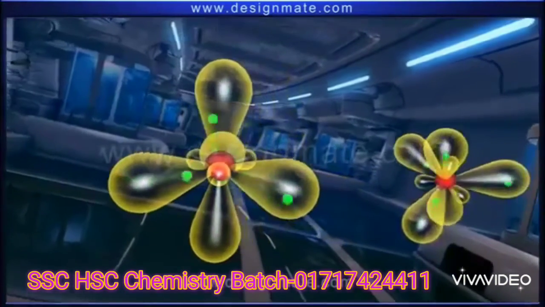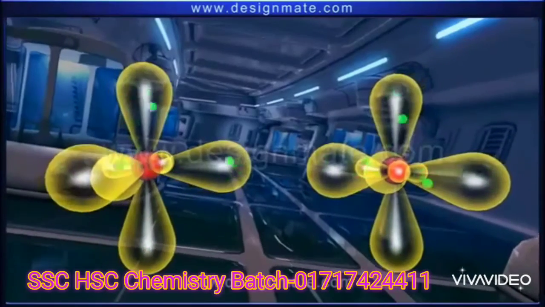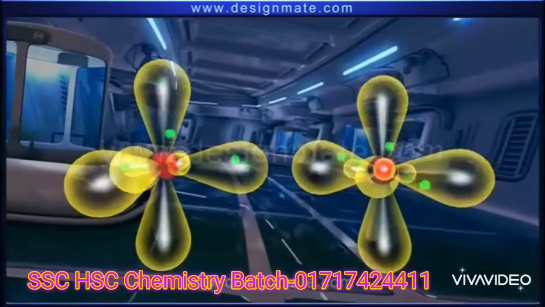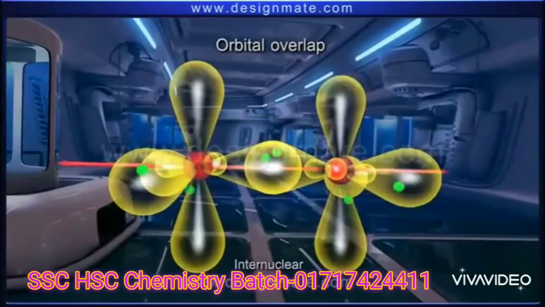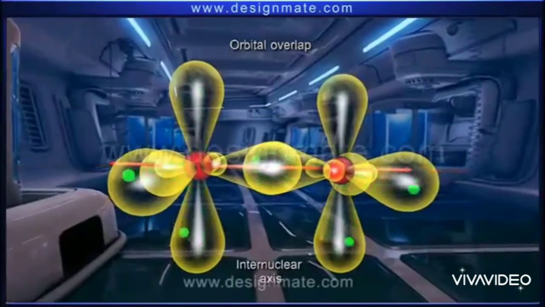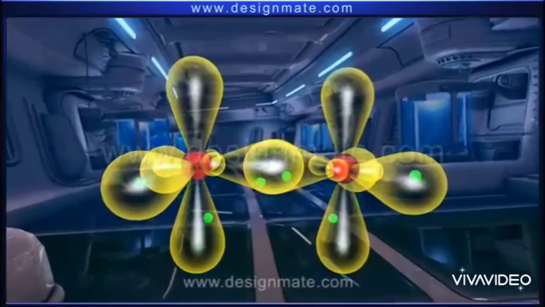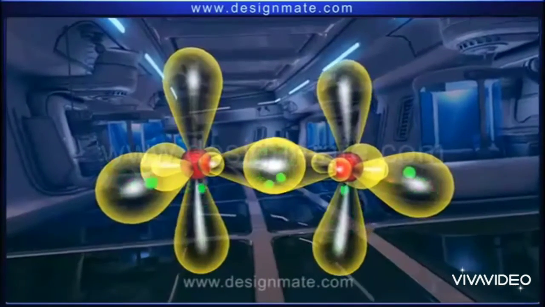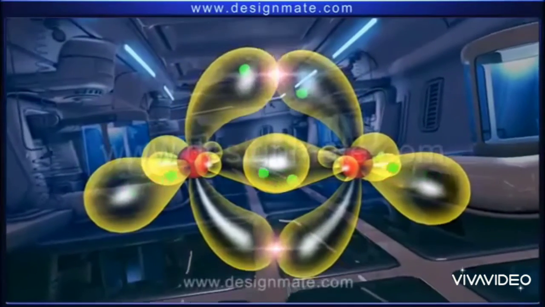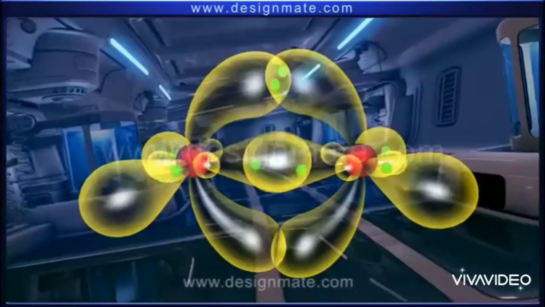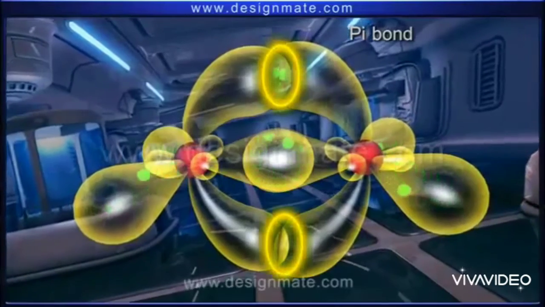For this, imagine a similar sp2 hybridized carbon atom approaching this carbon atom. As these atoms come closer, an orbital overlap takes place along the internuclear axis. This bond is called a sigma bond. At this stage, the unhybridized p orbitals which lie above and below the plane of the sigma bond also come very close to each other and overlap laterally, resulting in the formation of a pi bond between the 2 carbon atoms.